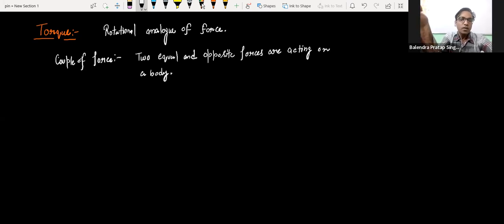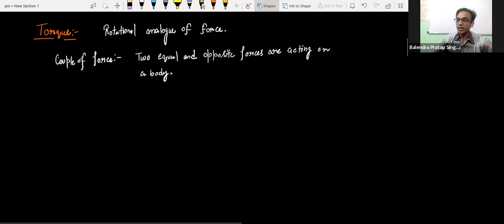So how many forces are required for translation motion, Meenakshi? For simple translation motion, linear motion, one force is required. Suppose I apply force in simple one direction, then it will move in a particular direction. But if I apply two equal and opposite forces, then the body will start rotating. For rotation you require two forces in opposite directions. So that's why I wrote that two equal and opposite forces are acting on a body, and in that case the body will experience a torque, or the body will start rotating.